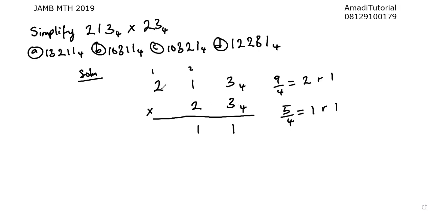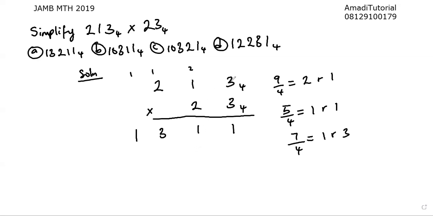We write the remainder 1 and carry 1. 3 times 2, 6, plus the 1 we carried, 7. 7 is more than the base. We cannot write it here. So we do 7 divided by the base, which is 1 remainder 3. So we write the remainder 3, carry 1. There's nothing to add the 1 to here, so we simply bring it down. Now we move on to the next number 2 here.